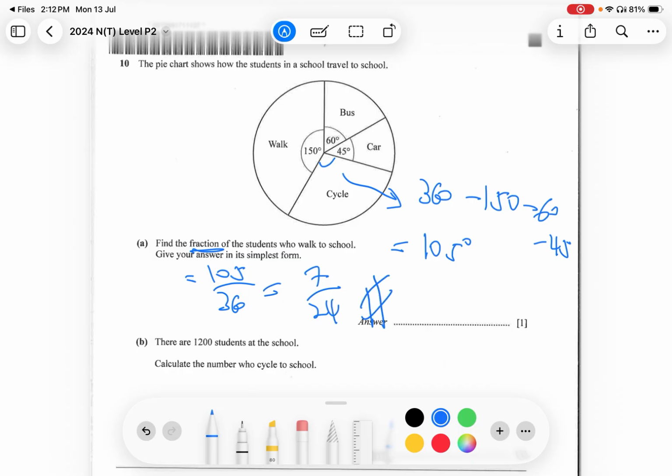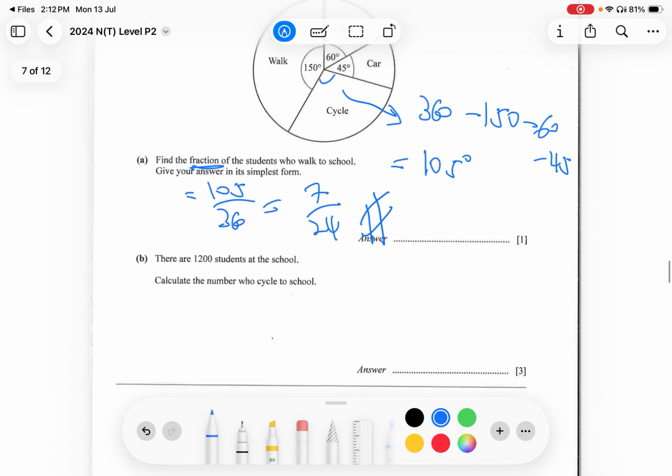For this, we use the angle to find the fraction. Then to find the number of students who cycle to school, it's 7 out of 24 times the number of students, which is 350, in this manner. Okay for this part.